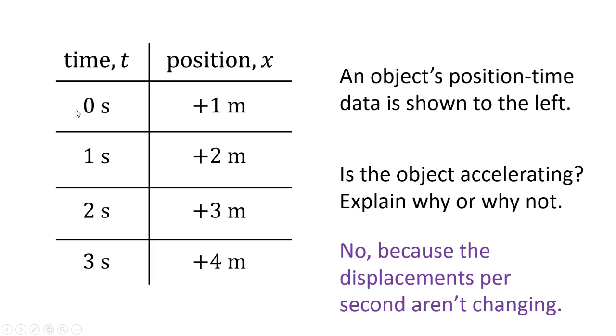From here to here, between 0 and 1 seconds, it moved 1 meter. From 1 to 2 seconds, it moved 1 meter. From 2 to 3 seconds, we look at the data and we see it moved 1 meter again. So those displacement arrows aren't getting bigger, and the displacement arrows aren't getting smaller. That means the object is not accelerating.